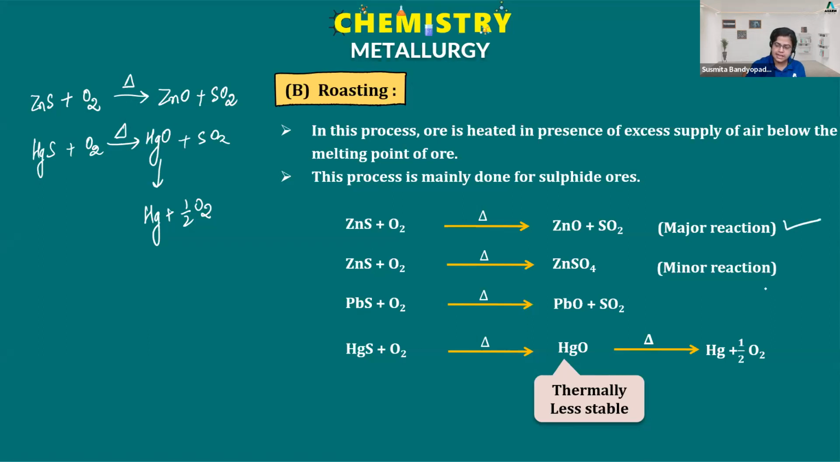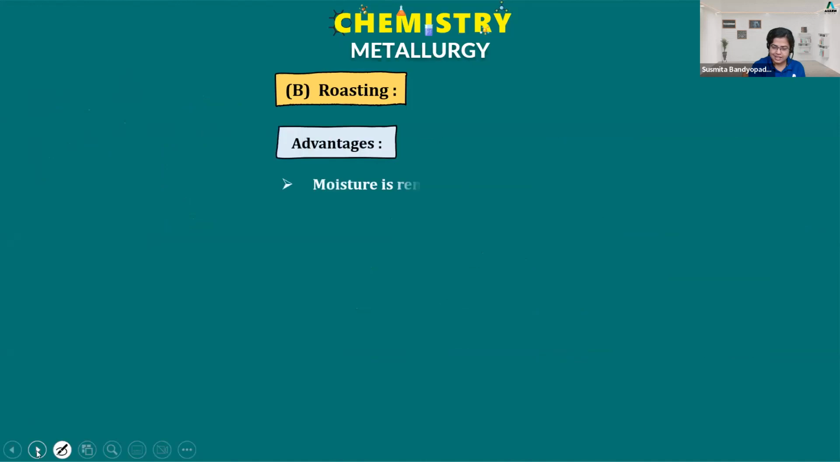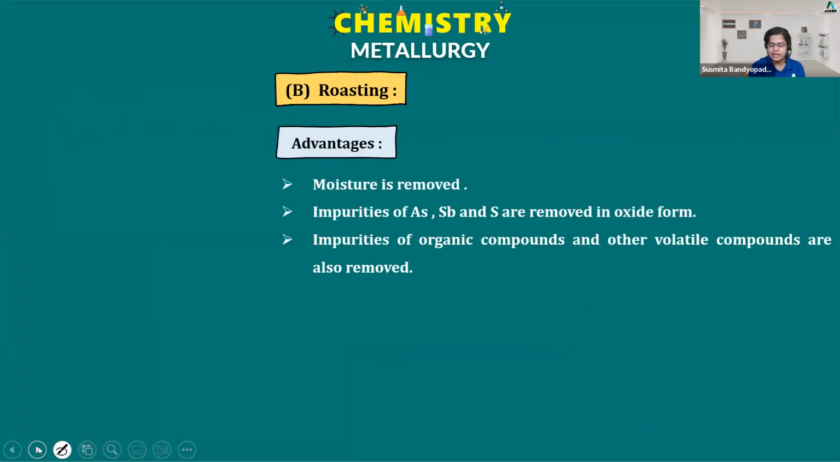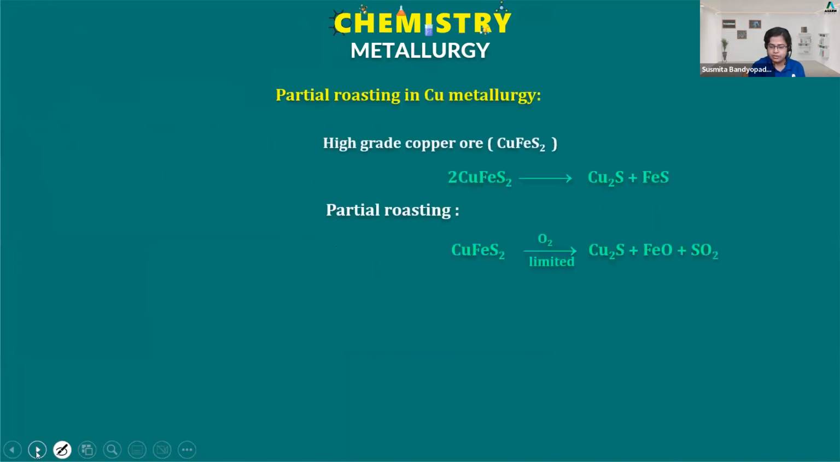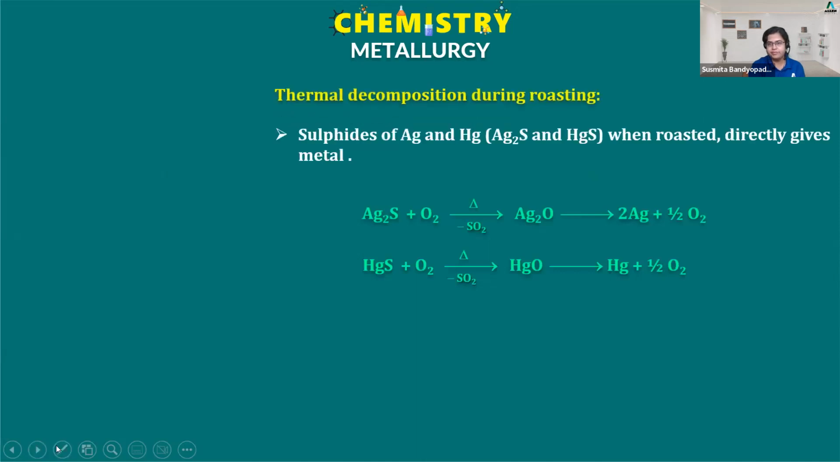Consider this. Minor reactions in organic chemistry also we are neglecting. Volatile and non-volatile impurities are removed. Moisture is removed. Remember these two. That will directly give the respective metals, impure ones, because these oxides are highly unstable.